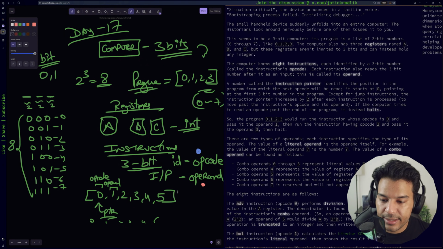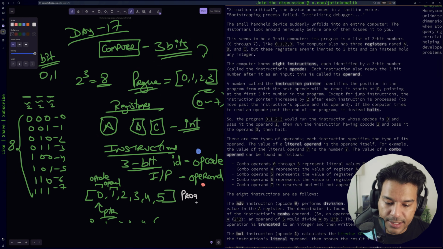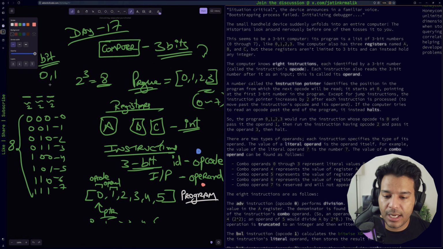So this is our program that is given to us. I'll just write it here. This instruction set is our program, just like any code. When the program starts, it first parses the opcode, and then it parses the operand next to it. Then the pointer jumps by pointer plus equals 2, which means that after this instruction set is done, it starts pointing here to this 2.